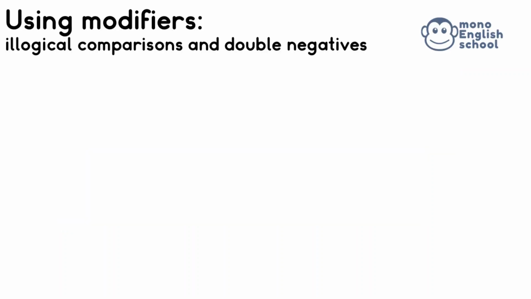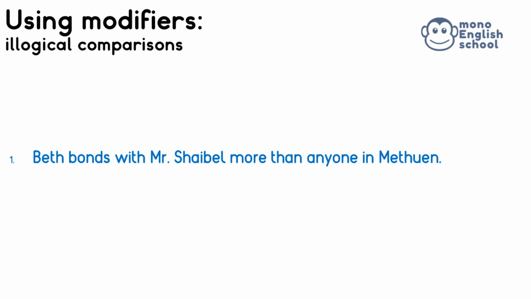First, we will look at illogical and unclear comparisons. We will begin with our first example sentence. Beth bonds with Mr. Scheibel more than anyone in Methuen. This is an example of an illogical comparison because Mr. Scheibel is one member or item within a group. The group is those in Methuen. In other words, Mr. Scheibel is a person in Methuen.